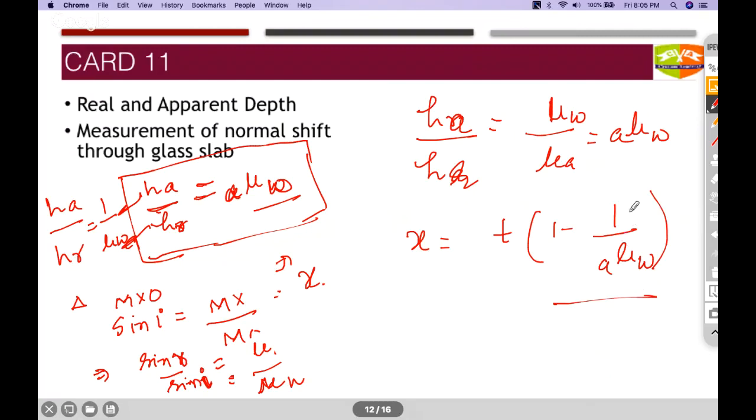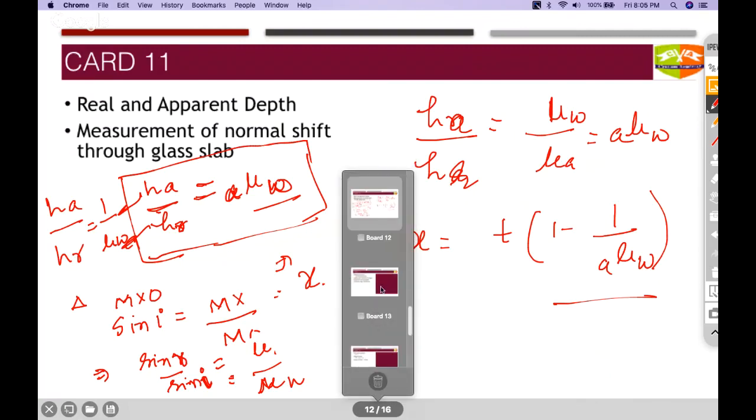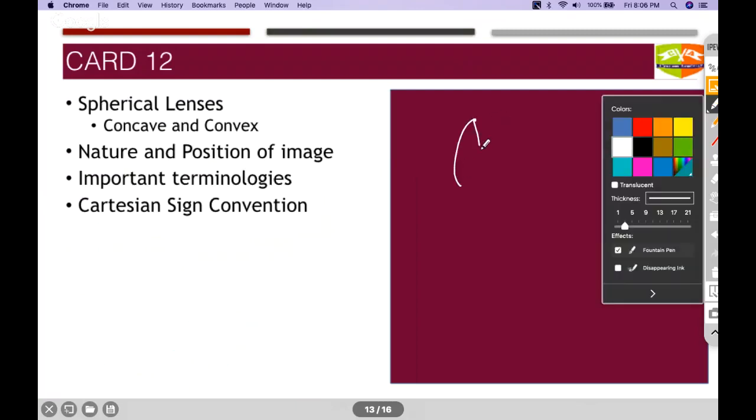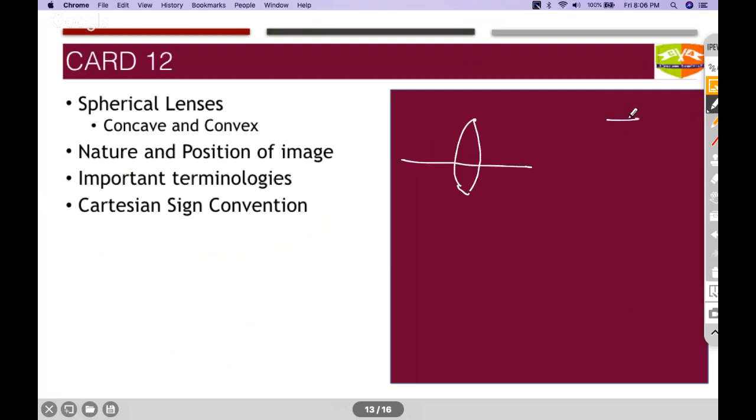Now let me move to lenses. It's already 2 hours. So let me move to lenses. I'll prove the lens formula, and then magnification, and then I'll finish the syllabus for you. So what is the lens formula? Let me go to another slide. I will discuss two kinds of lenses for you: convex lens and concave lens.